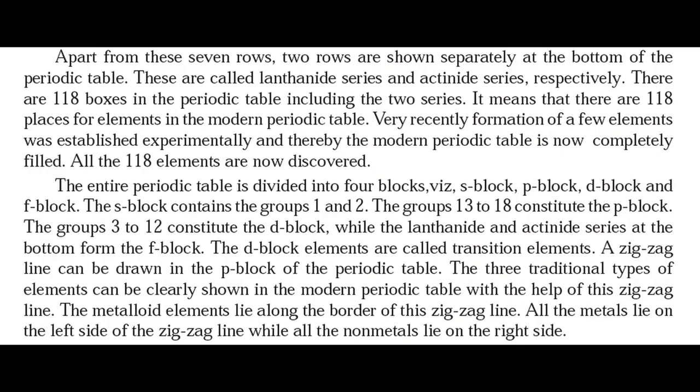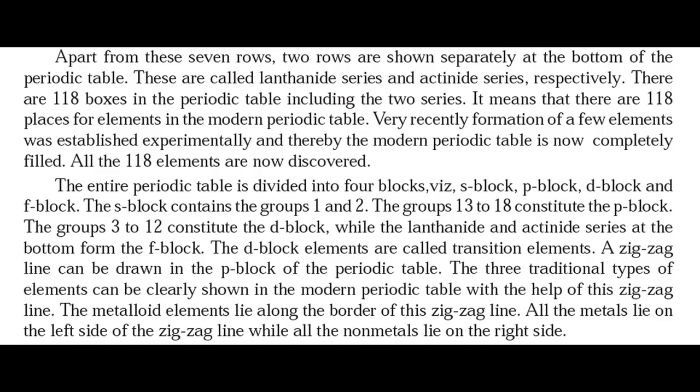Now let's go into more details. Apart from these 7 rows, 2 rows are shown separately at the bottom of the periodic table. These are called the lanthanide series and actinide series respectively. There are 118 boxes in the periodic table including the 2 series. It means that there are 118 places for elements in the modern periodic table. Very recently, the formation of a few elements was established experimentally, and thereby the modern periodic table is now completely filled. All the 118 elements are now discovered.